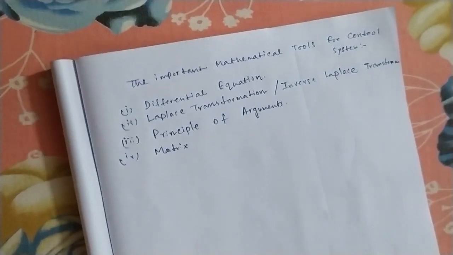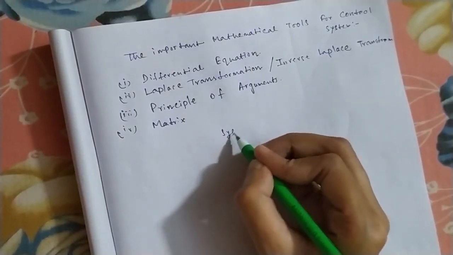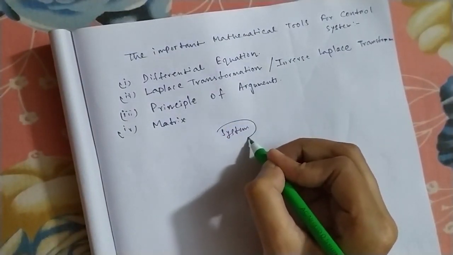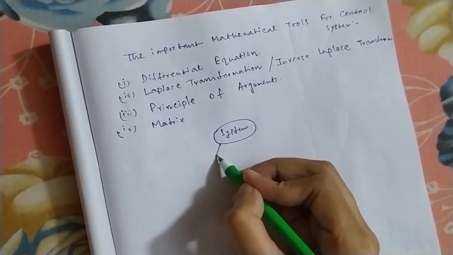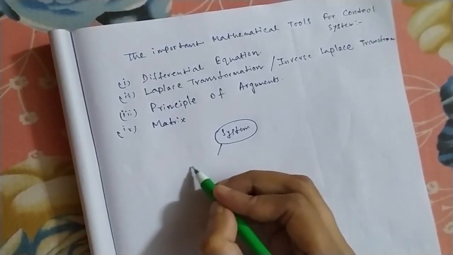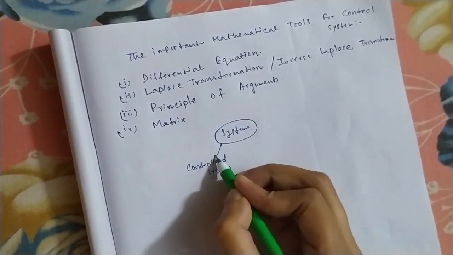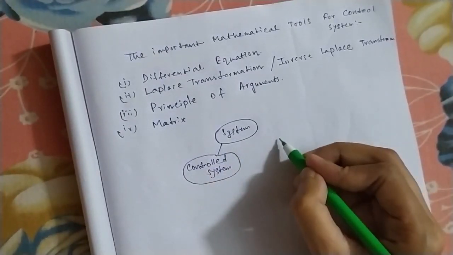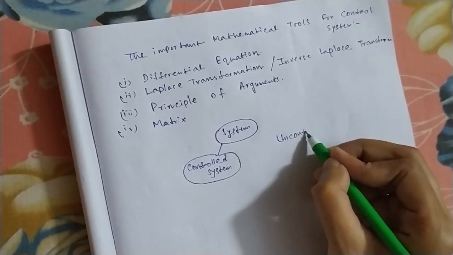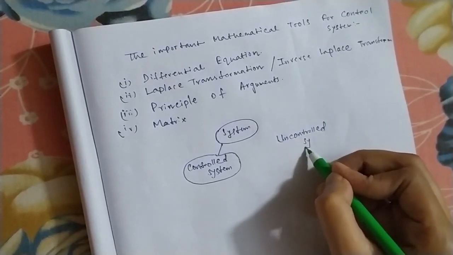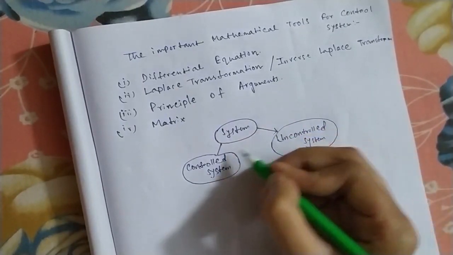So I am starting the basic things of the control system. First of all, we want to know what actually a control system is. We can say there can be two types of system. One is the controlled system, another is the uncontrolled system, the system which we can't control.